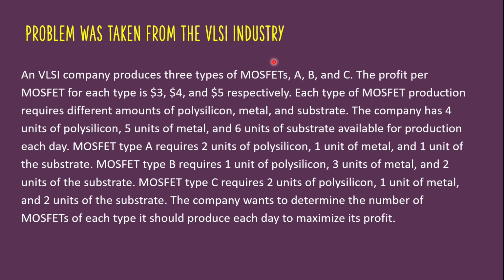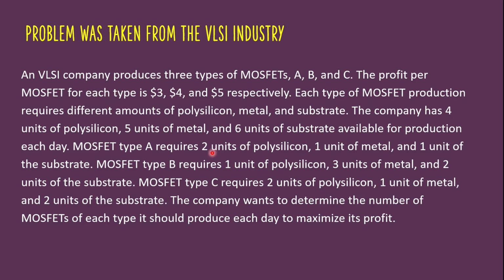Here you can observe the question, which states that a VLSI company produces three types of MOSFETs: A, B, C. The profit for each MOSFET is given, and the required amounts of the raw materials are also given. The raw materials are polysilicon, metal, and substrate. The company has 4 units of polysilicon, 5 units of metal, and 6 units of substrate available for production.